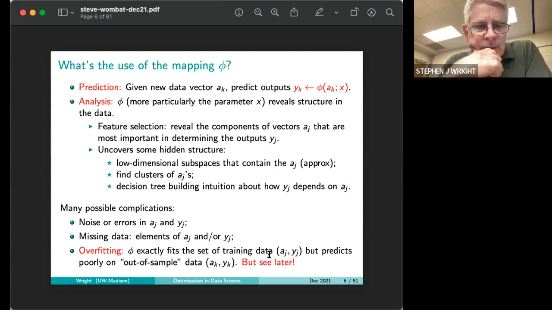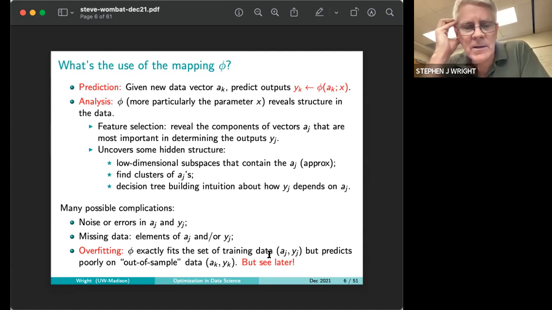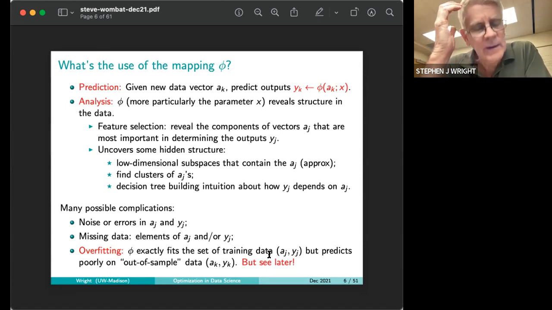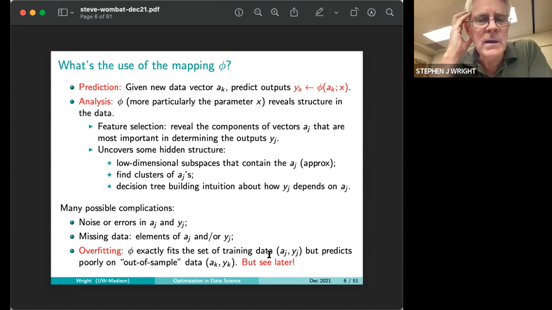And also you can do some analysis. You can look at the X, you can look at the phi that's given by the X, and it will reveal some structure in the data. It might uncover structure like clusters, subspaces. It might also tell you which components of the vectors AJ are important in predicting the output YJ. It could be that you don't need every base pair in a genome to predict whether a person is going to get some hereditary disease or not. There might be only an extremely small subset of base pairs that makes that prediction. And the X could reveal what that subset is, for example.